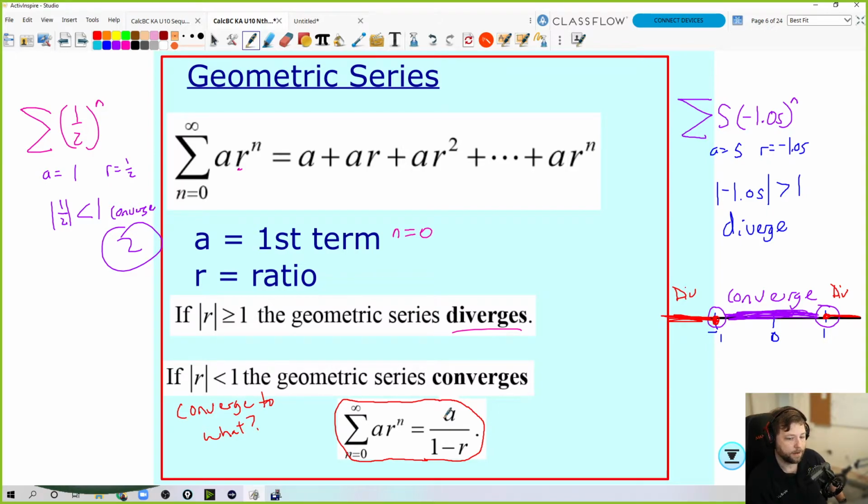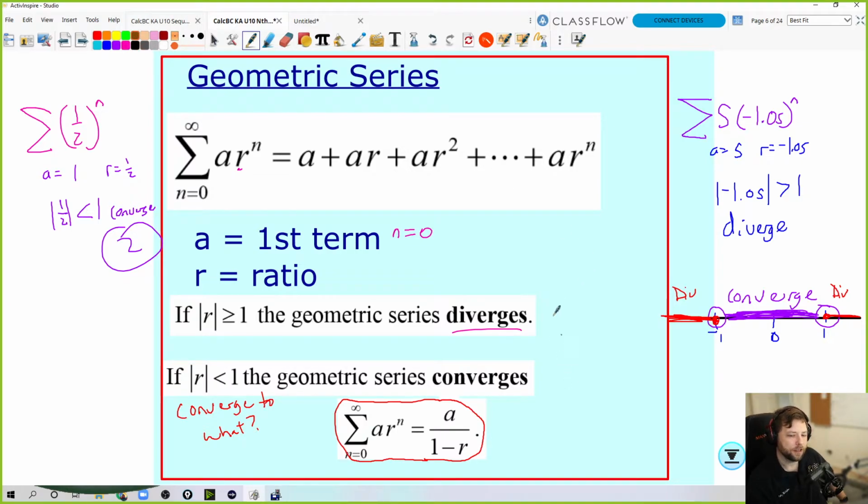All right. Where a is your first term, and r is the ratio. Now, when I say first term here, this is assuming n equals 0. If n equals 1, then the first term is a times r. So I hate that, but usually it's just the coefficient.